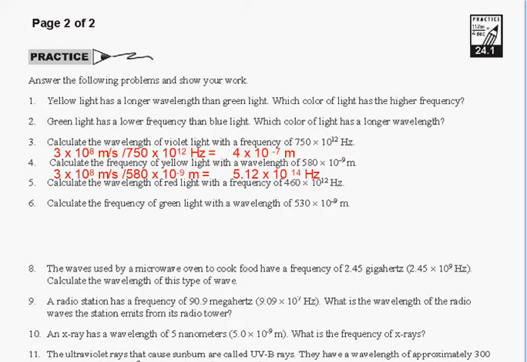All right. Next one, calculate the wavelength of red light with a frequency of 460 times 10 to the 12 hertz. I take my speed divided by my frequency to get my wavelength. So 3 times 10 to the 8th meters per second divided by 460 times 10 to the 12 hertz. That gives me 5.66 times 10 to the negative 7 meters.